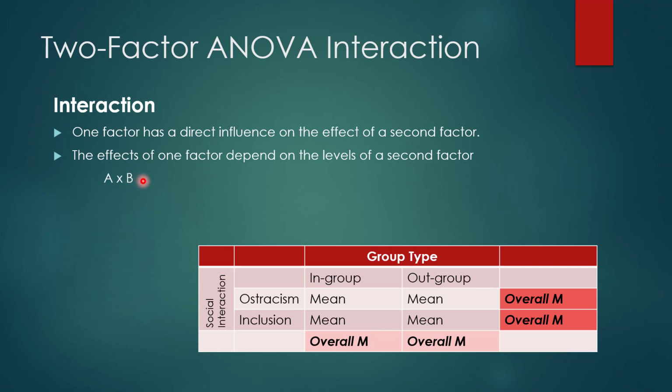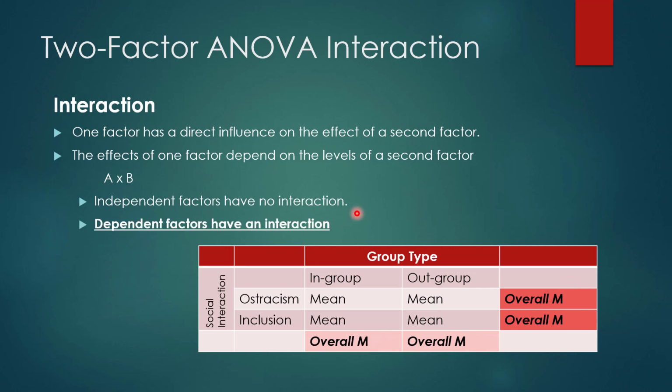And the interaction is represented as A by B. So independent factors have no interactions. So when you have independent factors, you just have main effects. Dependent factors have interactions. So that's where you say the effect of one factor depends on the other factor.